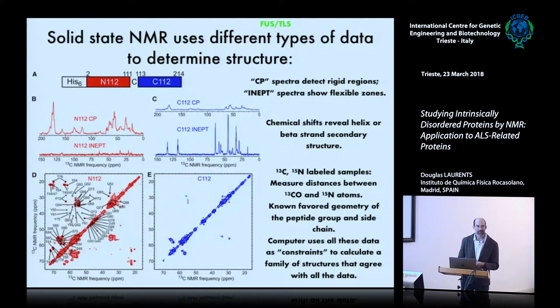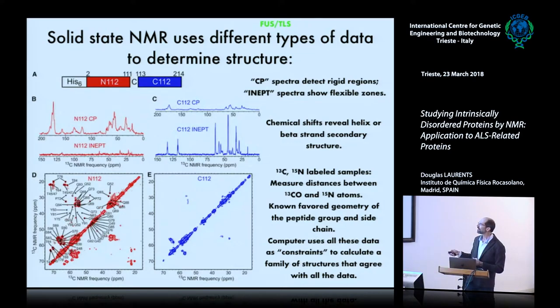In solid-state NMR, you can do two kinds of experiments. One is CP, cross-polarization, and this spectra detects rigid regions. There's another kind of spectra called INEPT, which is, I think, insensitive nuclei enhanced by polarization transfer, which reveals flexible regions. So by making samples labeled with carbon-13 and nitrogen-15, one labeled in the C-terminus and another labeled in the N-terminus, they could show that the rigid region is in the N-terminus, and the C-terminal region is flexible. It produces signals in the INEPT spectra. So they could identify right away that the amyloid is forming in the N-terminal part of the domain.